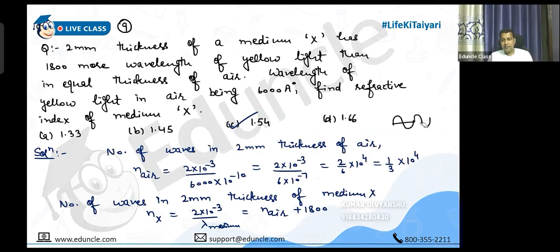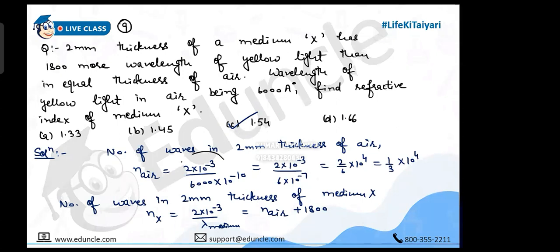Yes, sir. It is given that this medium and an equal thickness of air. Read here. So it means the thickness of air is also 2 mm. So I have calculated the number of wavelengths in 2 mm thickness. One wave has a wavelength this much. It is given. See. So how many waves are there? Thickness divided by the wavelength of one wave.